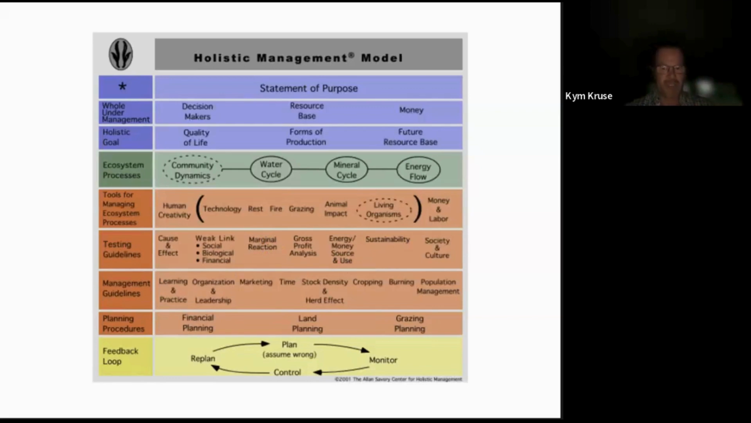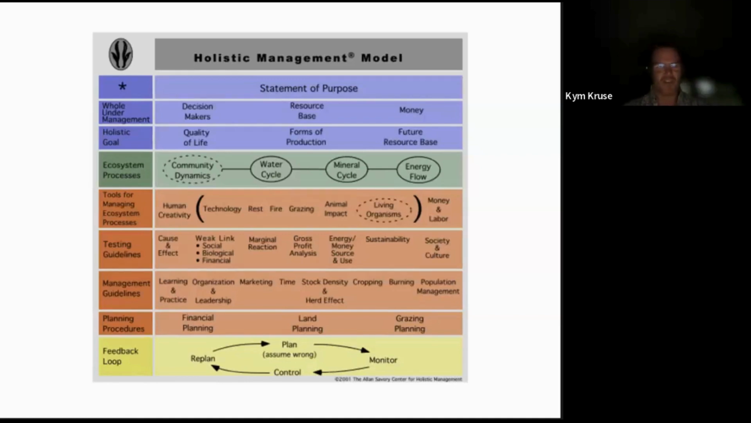Gross profit analysis, obviously very important. What's going to cover the overheads of this business? Use this test when you're comparing two or more enterprises in terms of making a decision. Energy, money, source and use: where's the money coming from? Are we borrowing it? Is it money we've got in our bank?